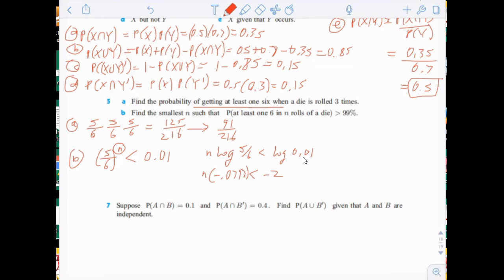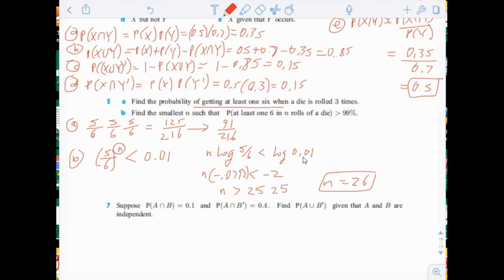is less than -2. And then I'm going to divide both sides by -0.0792. When I divide by a negative number, remember that you do need to reverse the inequality sign. Then I'll get n is greater than 25.25, which means n is equal to 26.